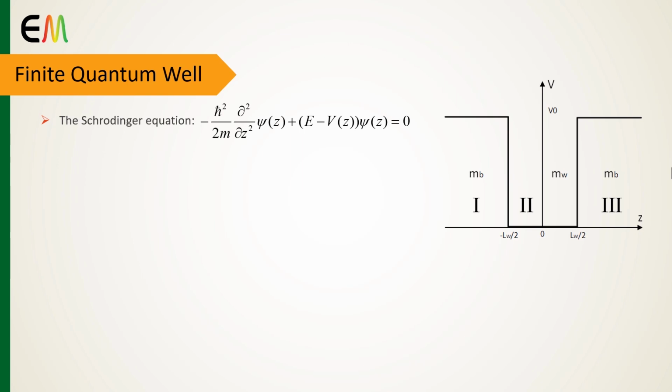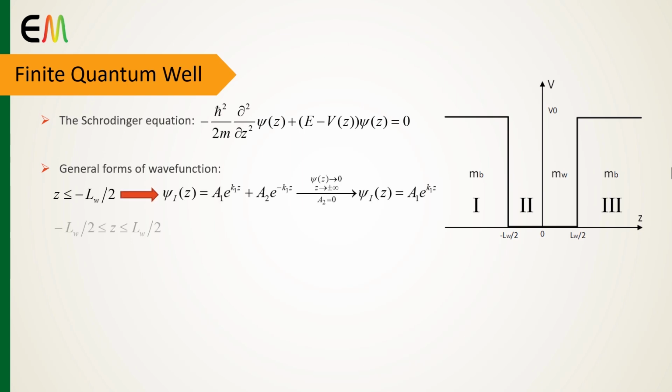So a function is sought which, when differentiated twice, gives no change in sign of value. The exponential function fits this description. Therefore, we consider a sum of growing and decaying exponentials as the psi function solution. In the left-hand barrier, z is negative, and hence as z decreases, the decaying exponential will increase without limit. Therefore, the A2 coefficient must be 0.